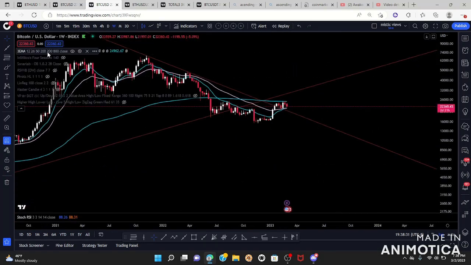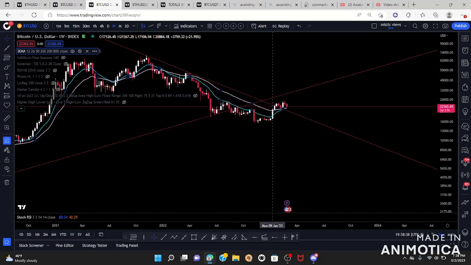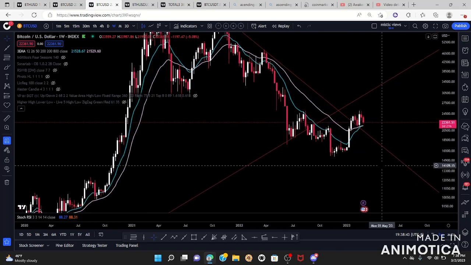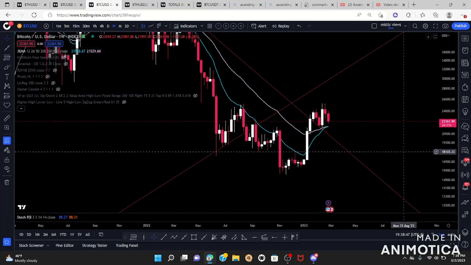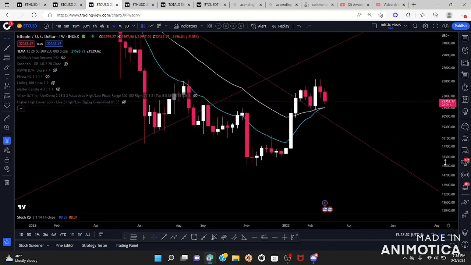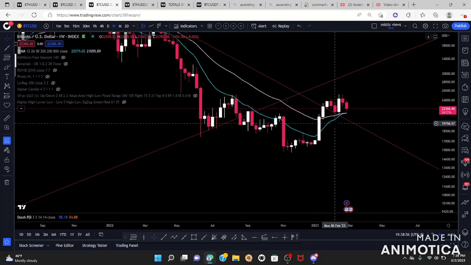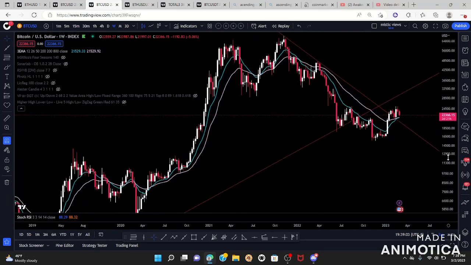I like to use the 12 and the 26 EMA. Let me just go ahead and turn off the rest. So the 12 and 26 EMA have been critical EMAs for me to see if price action is bullish or bearish. Monthly price action right now is technically bullish because price action's above the 12 and the 26. Has the 12 and 26 crossed? Not exactly. It's just a good visual.